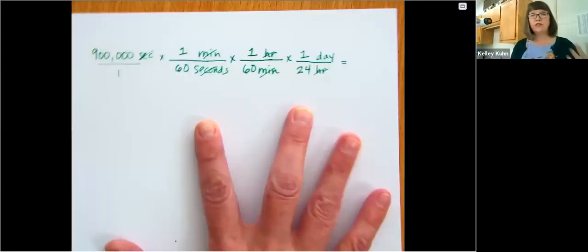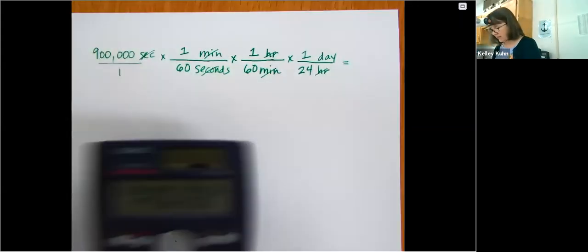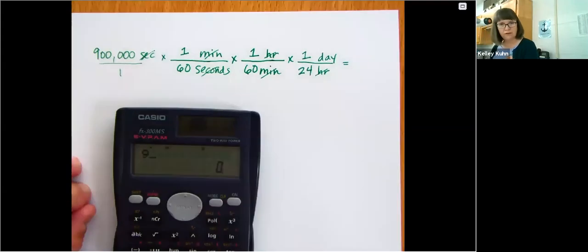Now, to put this one in the calculator, I'm going to do the same thing. I'm going to take my initial value, 900,000, oops.